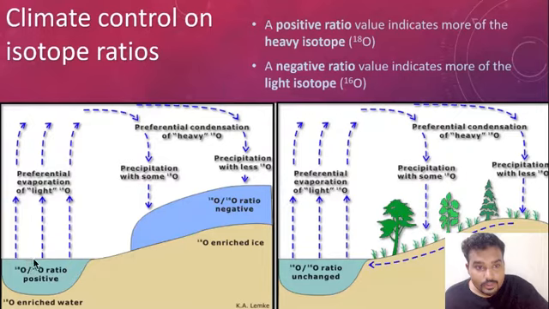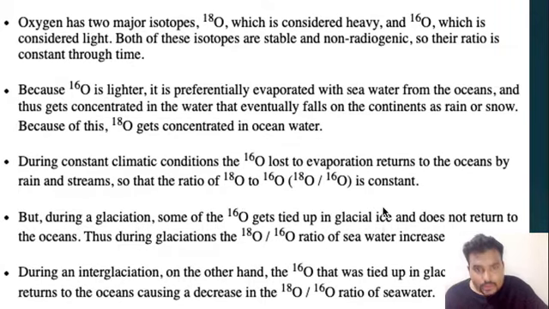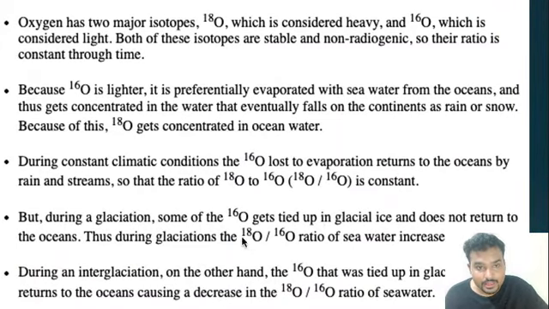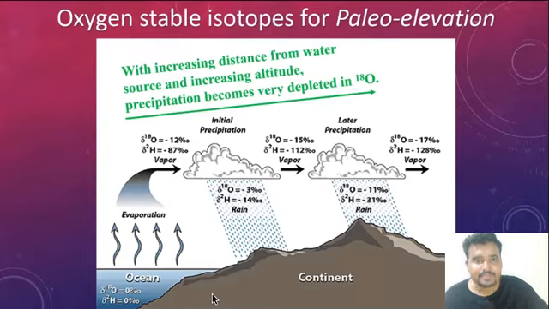Because more and more O16 is dumped over here, the 18 to 16 ratio will already be negative. Are you getting my point? So these two statements you have to remember. Based on this, just reverse it: in the glaciation period, in the ice cores, in the glaciers, the 18 to 16 ratio will decrease in glaciation. Remember, and here it is increase. Okay, in glaciers, not in the seawater.